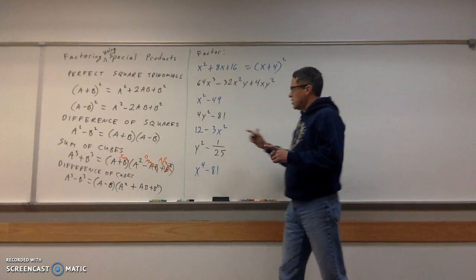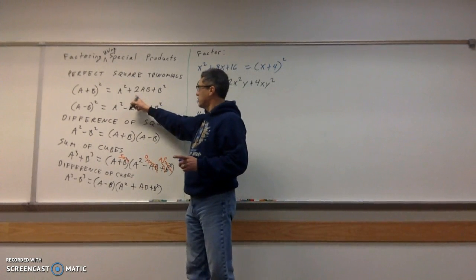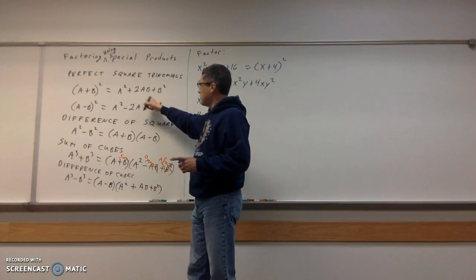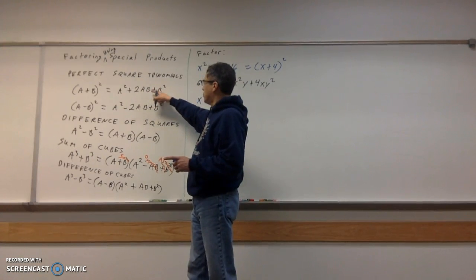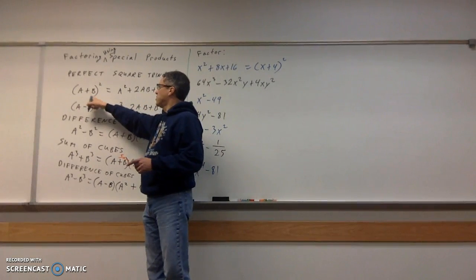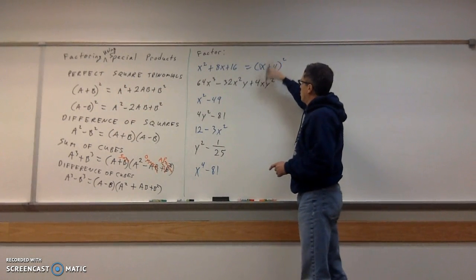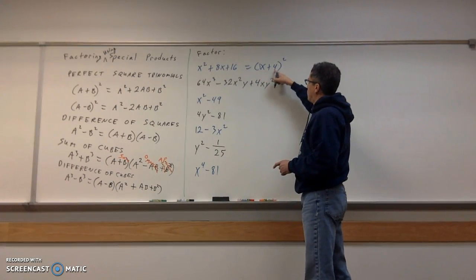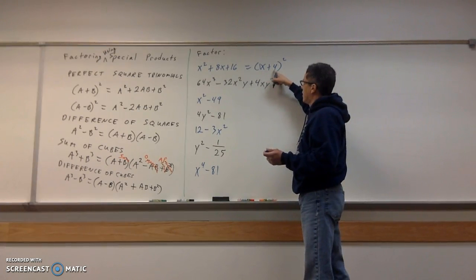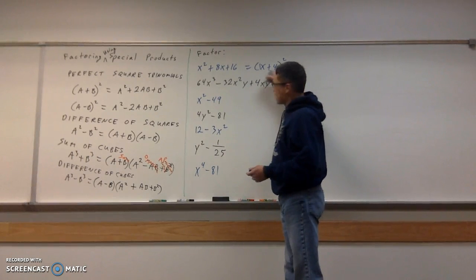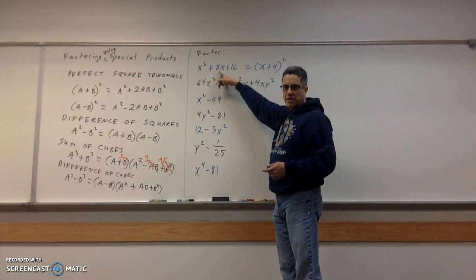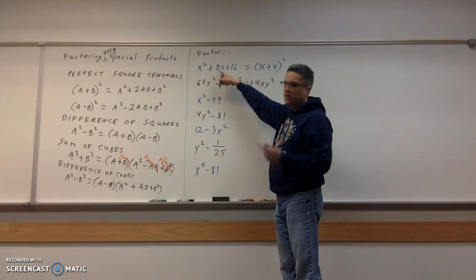Check it, make sure. If you look over here at our perfect square trinomials, we've got 2ab, right? The a times the b needs to multiply out to be the 2ab. In other words, I've got 1x times 4, which is 4x. Double that, which is 8x. That's the same as this guy, right? It needs to be. If it isn't, then you screwed it up. So we're good there.